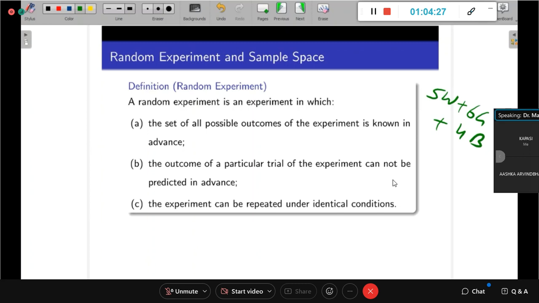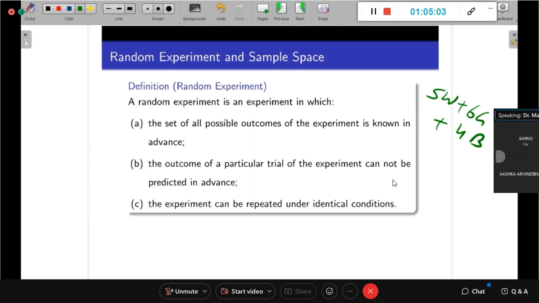The third point is that the experiment can be repeated under identical conditions. This is very important. If you want to repeat a particular trial again, it should be repeated under identical conditions, as the name itself says. You are in the same room, at the same place, and you are fair in all respects, there is no bias with respect to the conditions and so on. That experiment is called a random experiment.